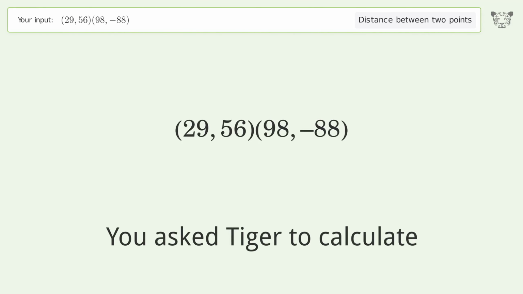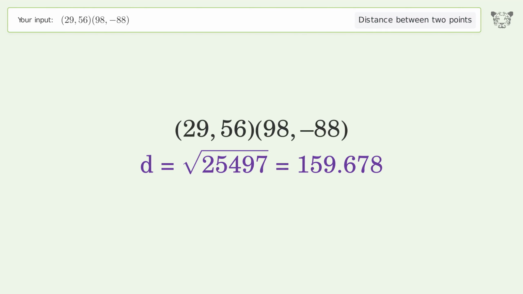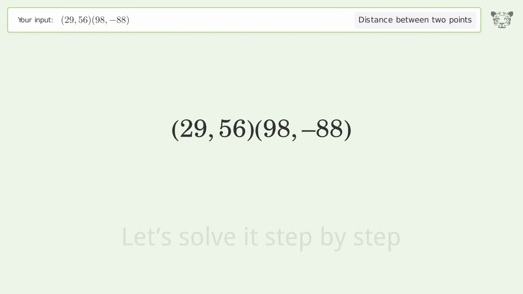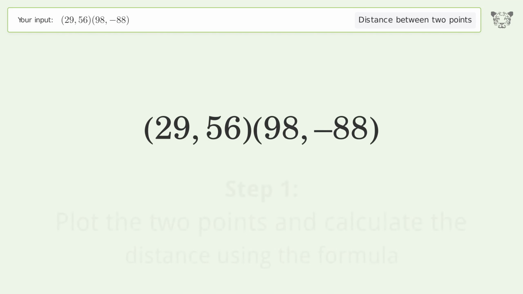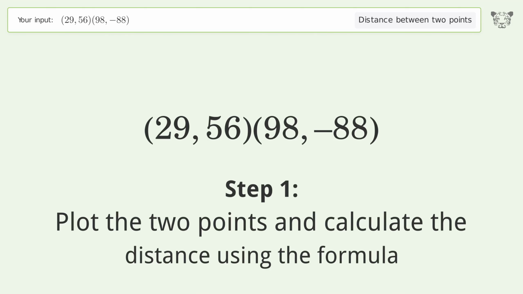You ask Tiger to calculate. This deals with the distance between 2 points. The distance between the 2 points is the square root of 25,497 or 159.678. Let's solve it step by step. Plot the 2 points and calculate the distance using the formula.